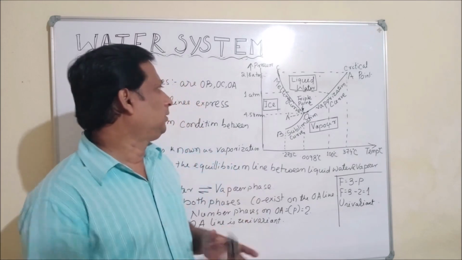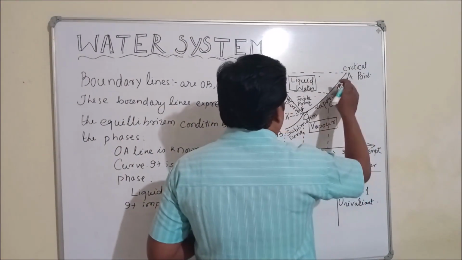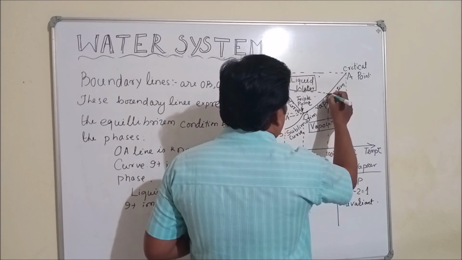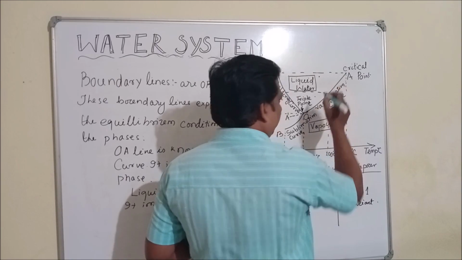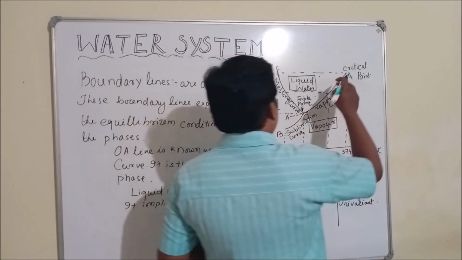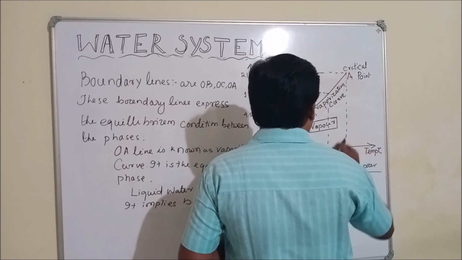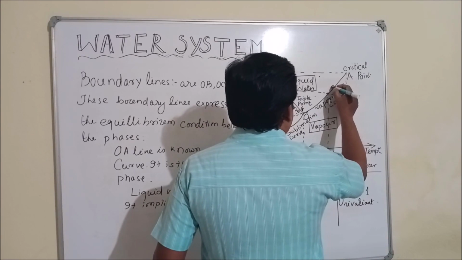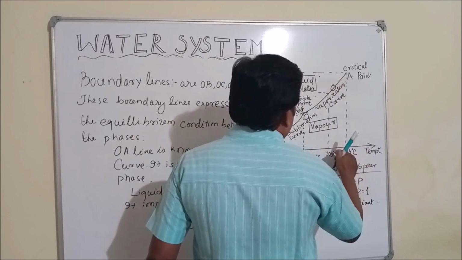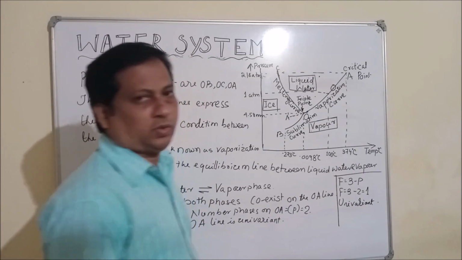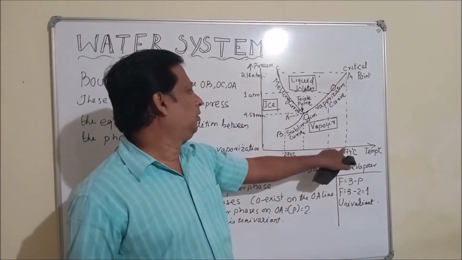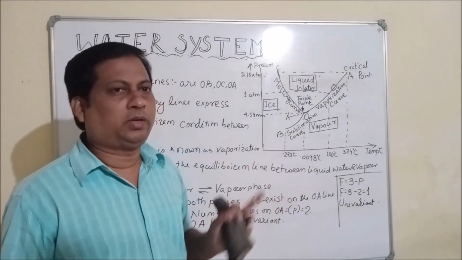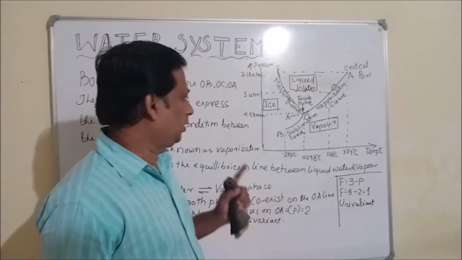Now this is the OA line. If you have a temperature of 100 degrees centigrade, then we will reach here. So this point on the line can be found out. On the OA line, only one variable is sufficient. Pressure is not required to find this point. Any point on the line can be found by either temperature or pressure. So one variable is sufficient to express the line.